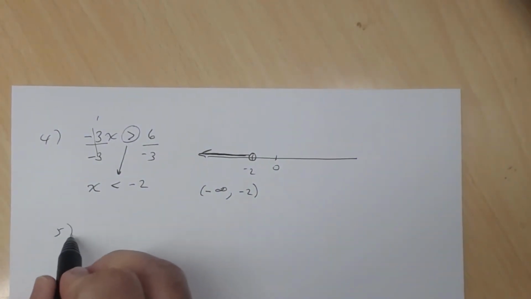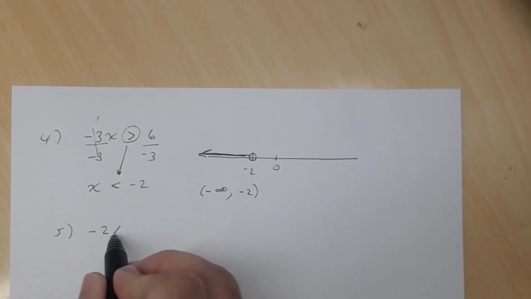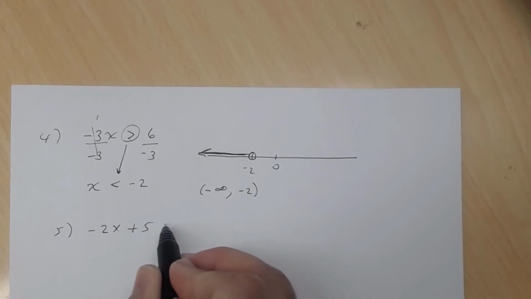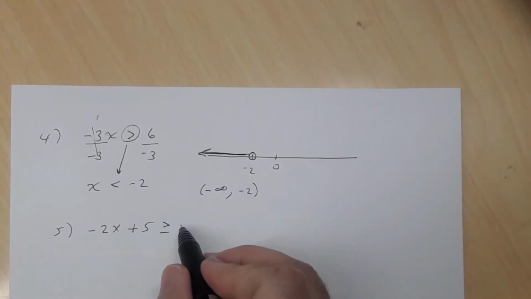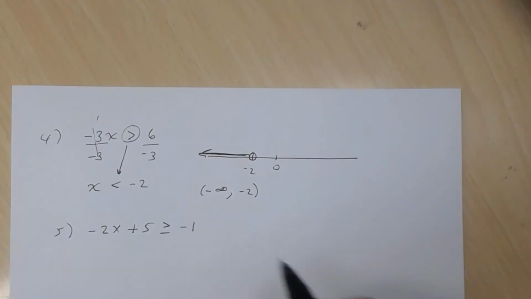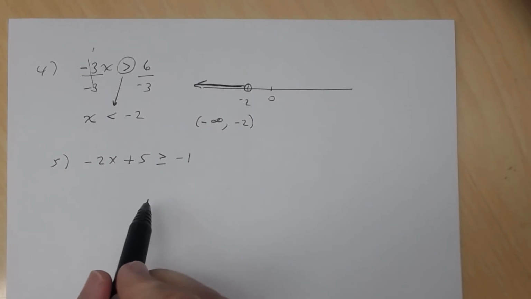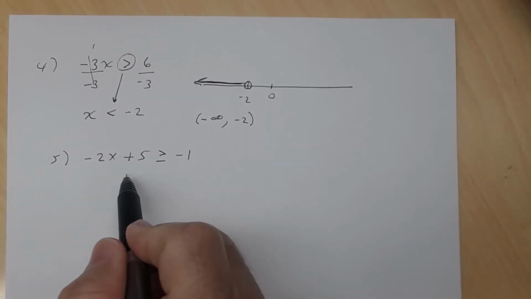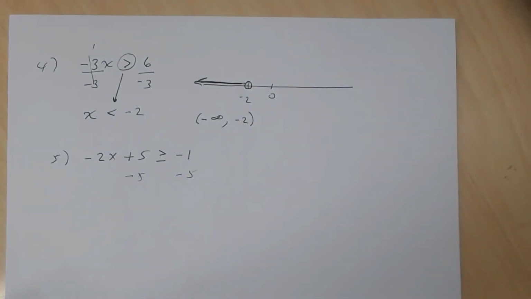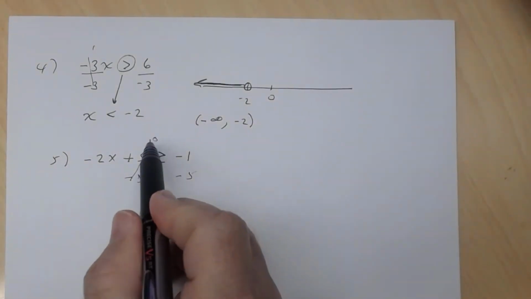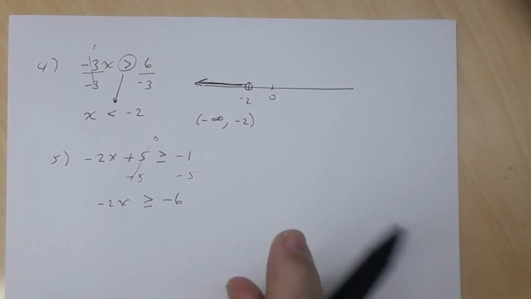All right, so number 5. Okay, suppose we had negative 2x plus 5 is, let's say, greater than or equal to negative 1. To solve this inequality, I'm going to subtract 5 from both sides. I'm using the addition property of inequality, and then I combine like terms. So I get negative 2x is greater than or equal to negative 6.